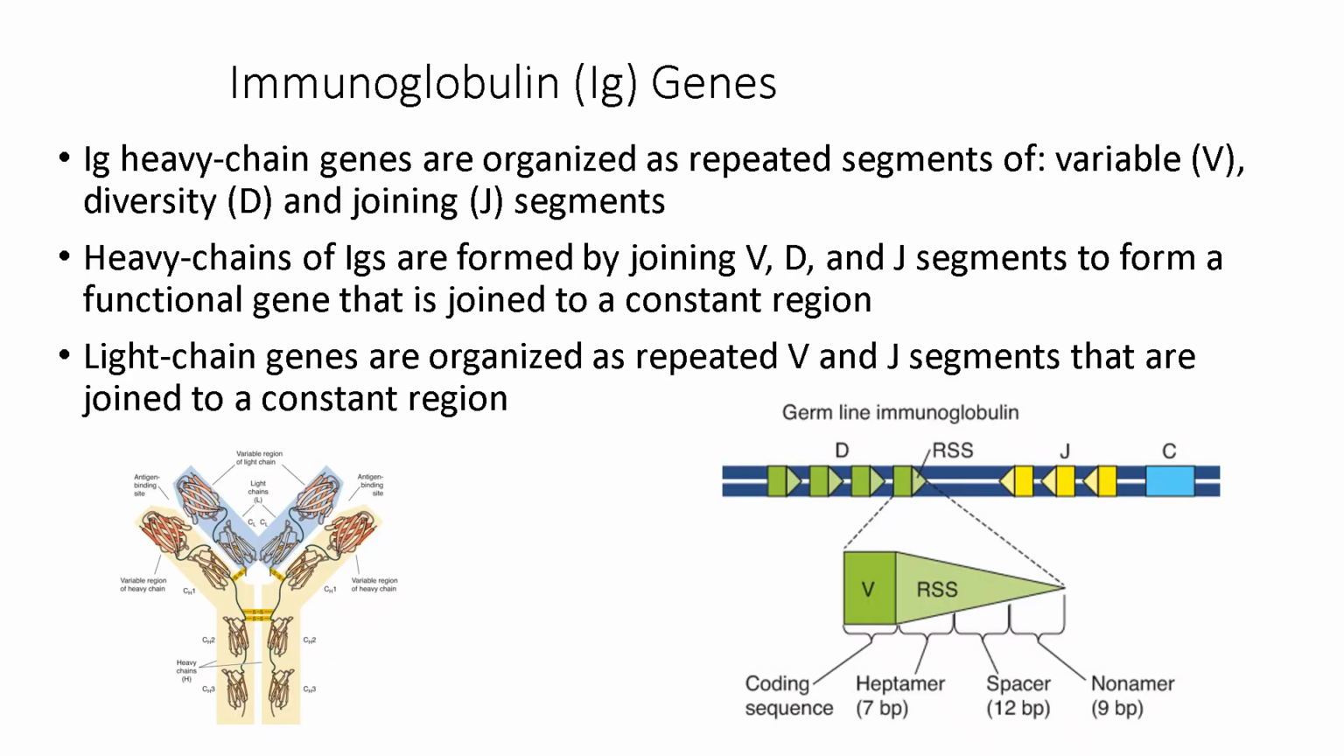Ig heavy chain genes consist of repeated DNA segments labeled V for variable, D for diversity, and J for joining. These segments are joined to form a functional gene that is then linked to a constant region. Similarly, light chain genes use V and J segments. This recombination brings previously separated gene fragments together, enabling the production of a wide array of antibodies.